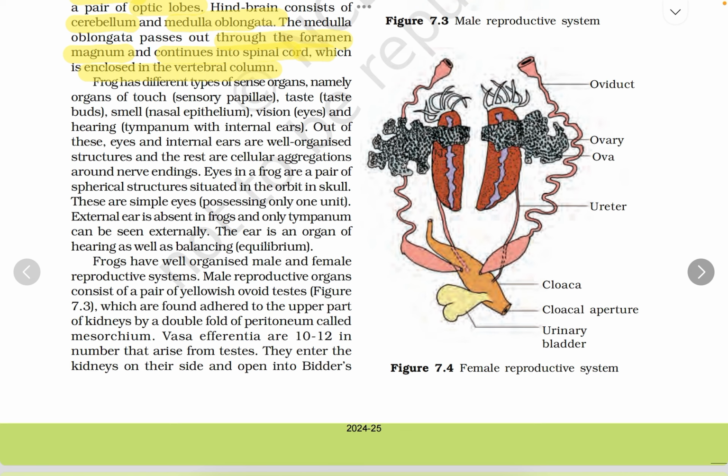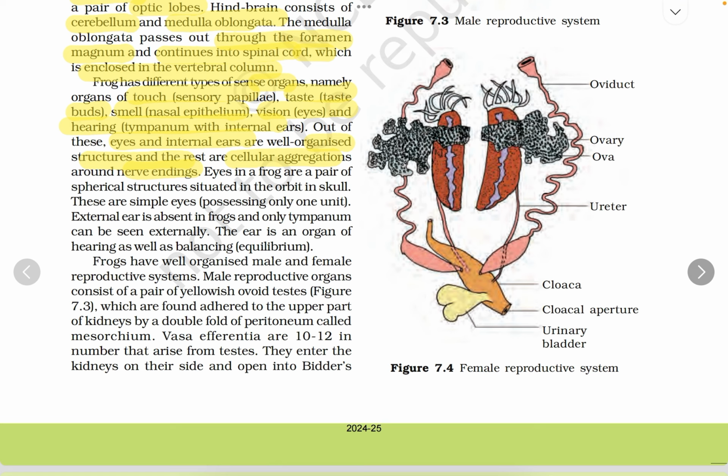The frog has different types of sense organs, namely organs of touch, sensory papillae, which feel touch, taste buds for taste, nasal epithelium for smell, eyes for vision, and tympanum and internal ears for hearing. Out of these, the eyes and internal ears are well organized structures, and the rest are cellular aggregates. They are just cells around the nerve endings, present at the end of the nerve terminals. Because of that, they can feel touch and other things.